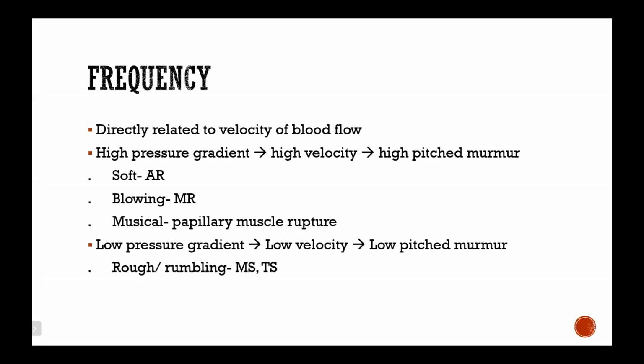The next thing is you have to describe the murmur in terms of frequency. That is, you should see if it's a high pitched murmur or a low pitched murmur. Usually the high pitched murmur depends upon the pressure gradient. The more the pressure gradient, the more the velocity, and it will be a high pitched murmur. If the pressure gradient is lesser, it will be a low pitched murmur. Roughly, all regurgitant lesions will have a high pitched murmur and stenotic lesions will have a low pitched murmur.